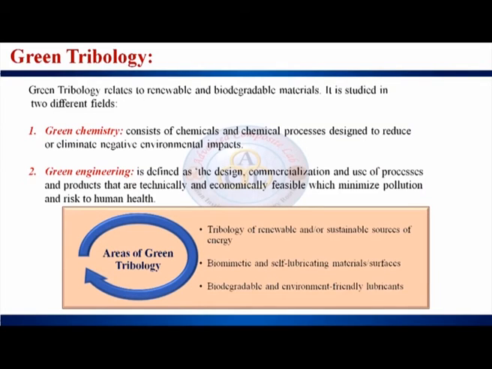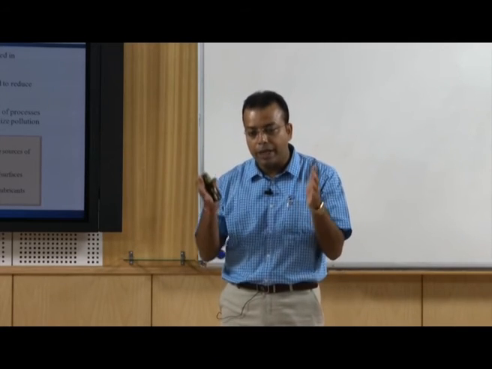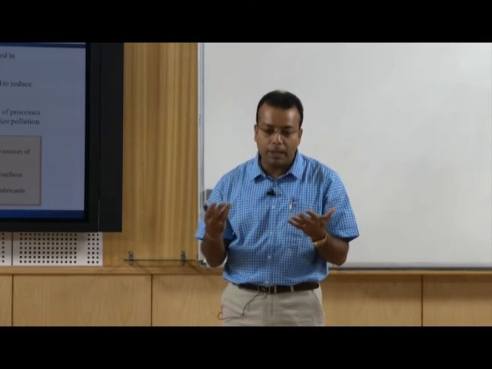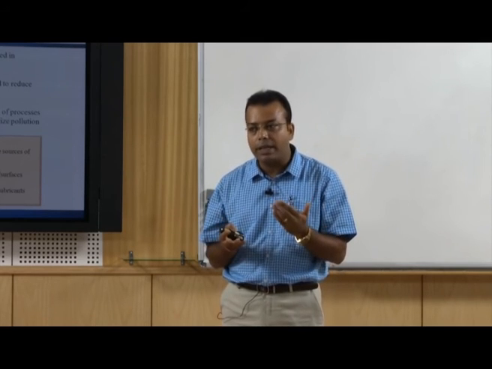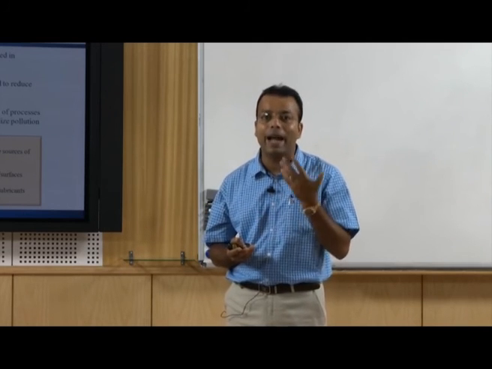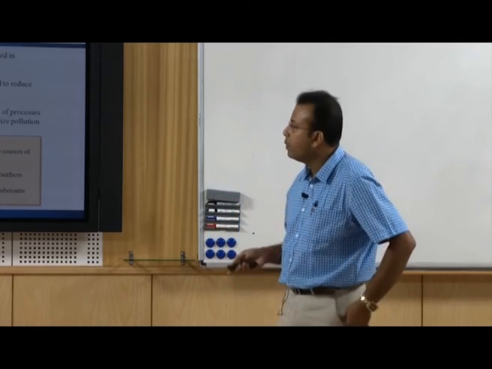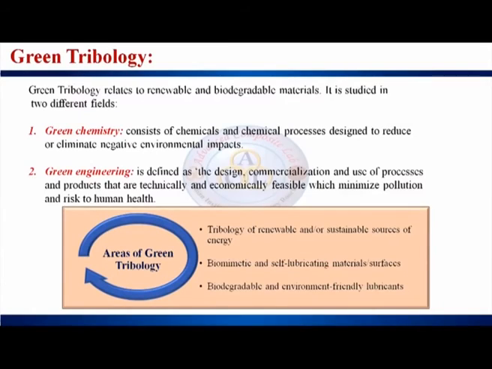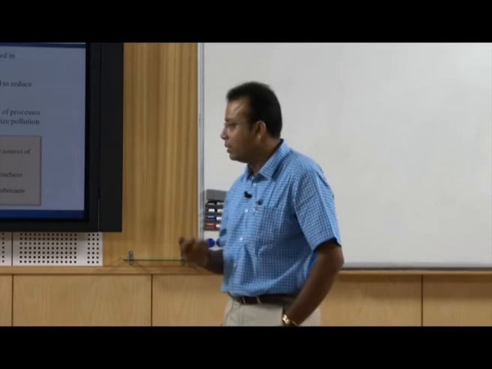Green chemistry consists of chemicals or chemical processes designed to reduce or eliminate negative environmental impacts. From that you can understand that when we are talking about green, green means that whatever the material, whatever the wastage we are producing, will not be harmful to the environment and will not create any kind of hazard to human beings. Next is green engineering, which is defined as the design, commercialization and use of processes and products that are technically and economically feasible, which minimize pollution and risk to human health. So it will not create any problem for us.